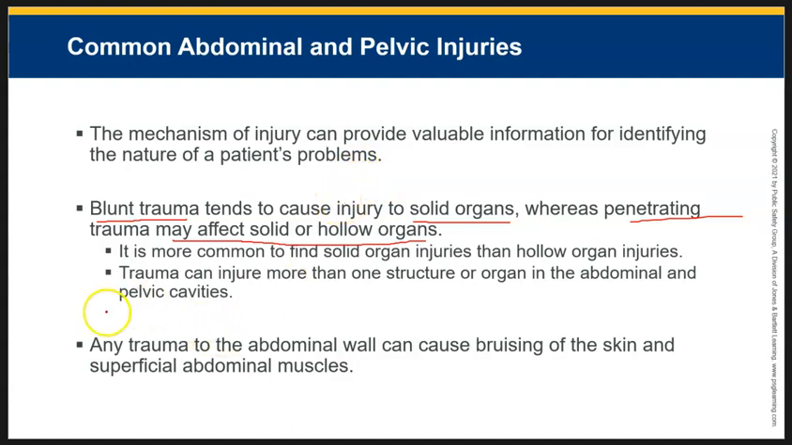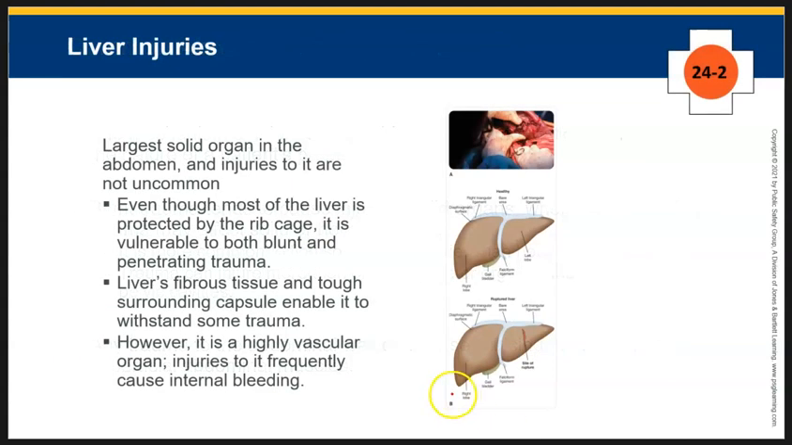Now, any trauma to the abdominal wall can appear superficially as bruising or contusions on the skin as a clue to what or where an injury may be inside. One of the first injuries to consider would be to the right upper quadrant, where we find the largest solid organ in the abdomen, which is the liver. Most of the liver is protected by the rib cage, but it still is subject to either type of trauma, blunt or penetrating. It's very vascular, and so an injury to the liver could cause internal bleeding.